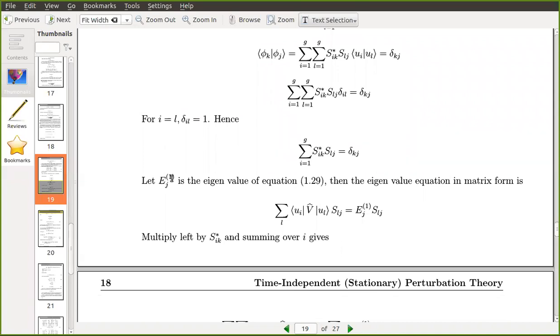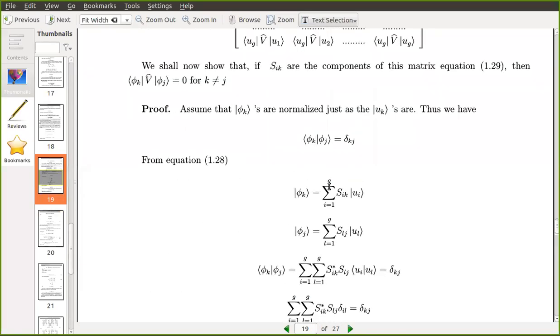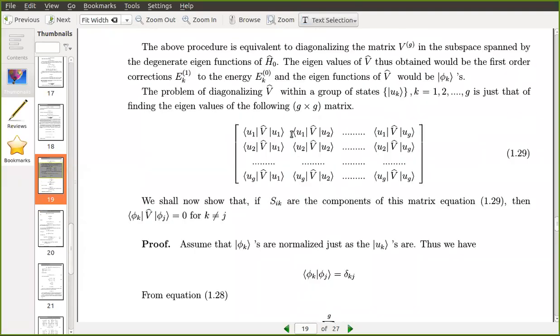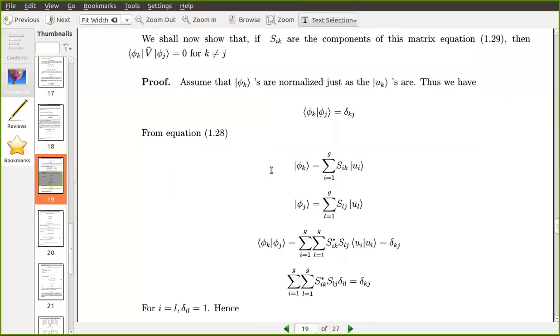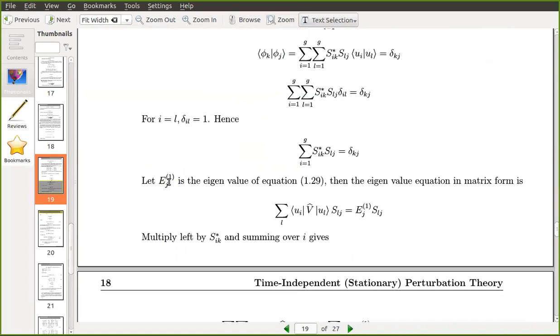So let Ej of 1 be the correction factor, which is the eigenvalue of this matrix. This is the matrix. When you diagonalize this matrix, you get only the diagonal elements, which are the correction factors for the G degenerate states. Okay. So let the correction factors be Ej of 1, where j equals 1 up to G: E1 of 1, E2 of 1, E3 of 1, like that.